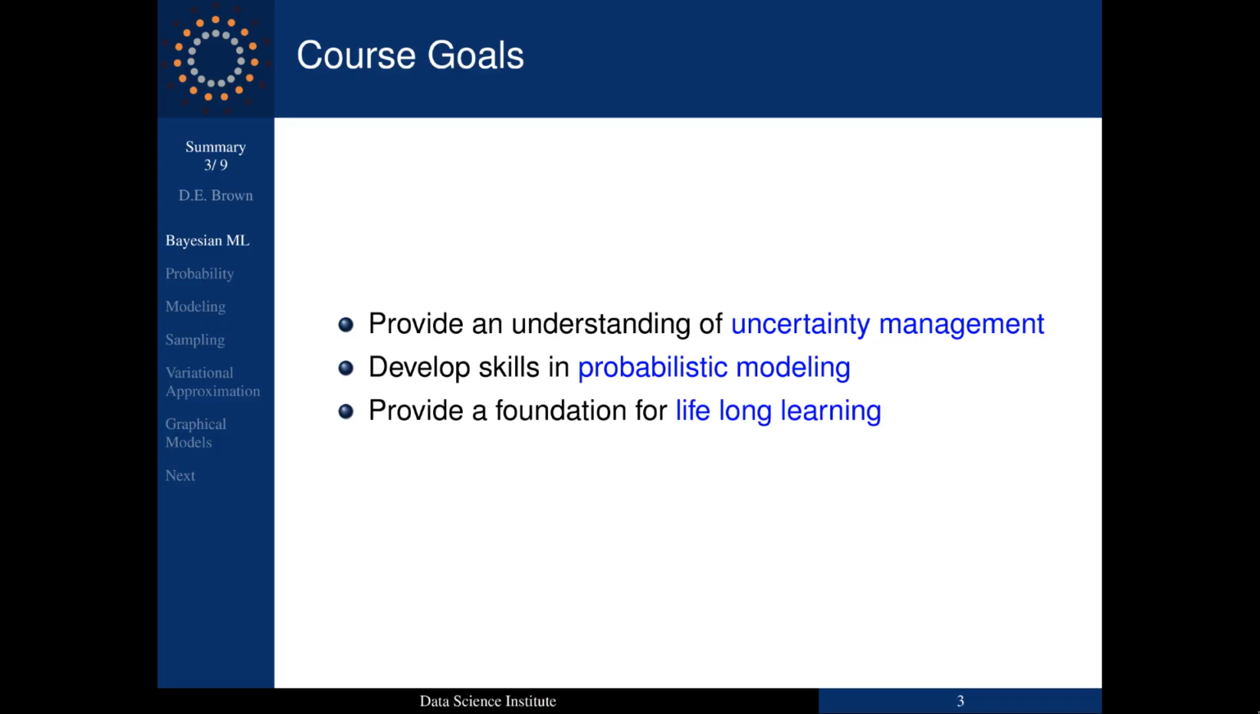And finally, to provide a foundation for lifelong learning. A lot of the basic programming that we did in this class is using methods that frankly are going to change quickly. They've changed in the last few years, and they'll continue to change rapidly as we learn more about how to implement these techniques in more efficient and effective ways.